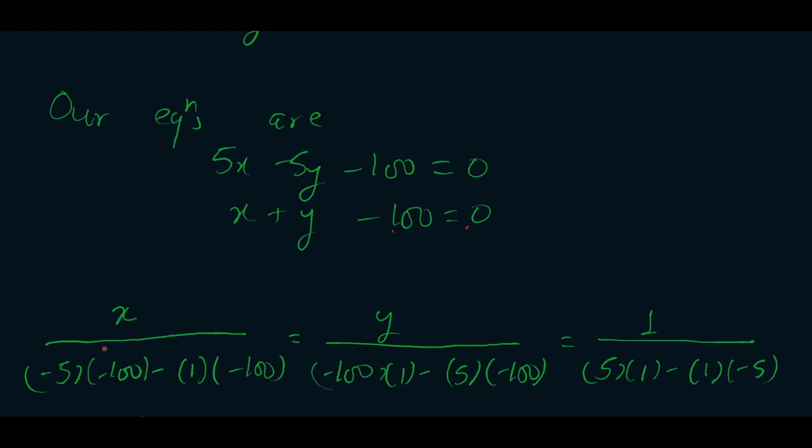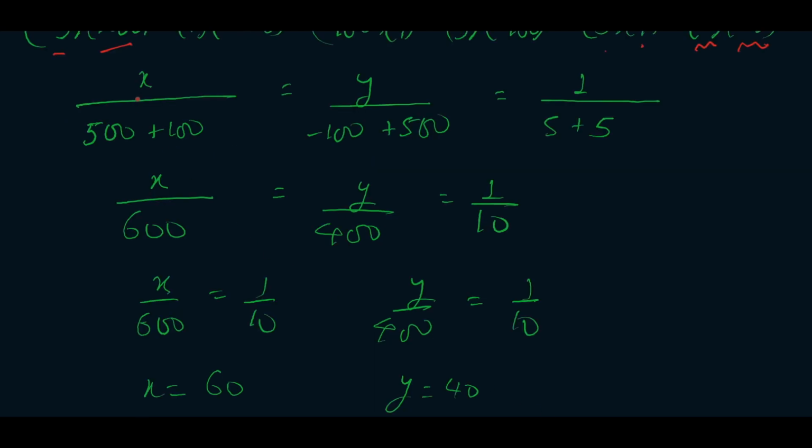So we just put the values of a1, a2, b1, b2 and c1, c2. So it is x by minus 5 times minus 100 minus 1 times minus 100 equals to y by minus 100 times 1 minus 5 times minus 100 equals to 1 by a1 b2, that is 5 times 1 minus a2 b1. a2 is 1 and b1 is minus 5. So we write it as x by 500 plus 100 equals to y by minus 100 plus 500 equals to 1 by 5 plus 5.